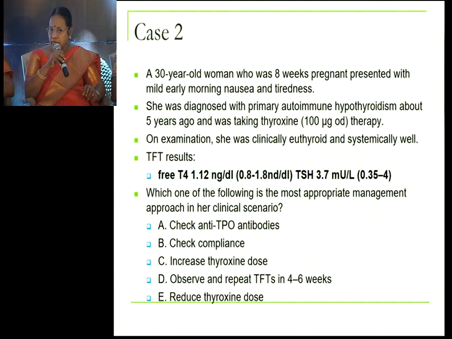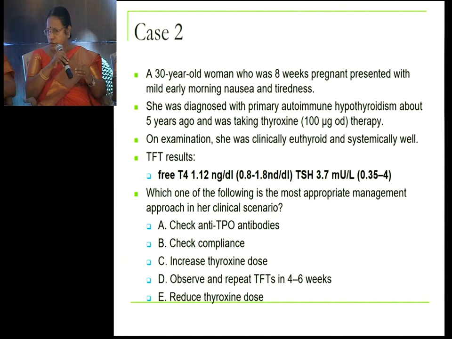The reference range for the TSH in the first trimester should be less than 2.5. So here it is 3.7. So I would like to increase the dosage of thyroxine. Already she is on 100 microgram, so I will be increasing the thyroxine dose. Actually we have to increase by a small dose, then again repeat the thyroid function test within 4 weeks.